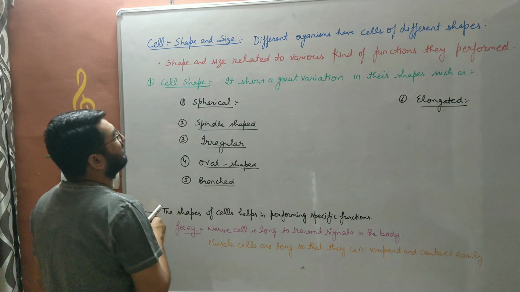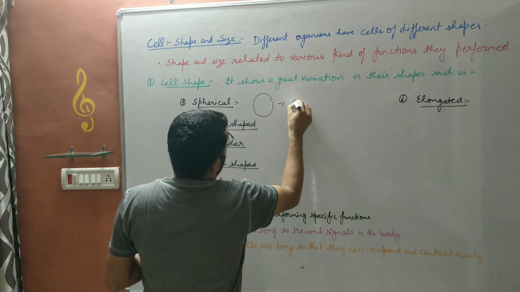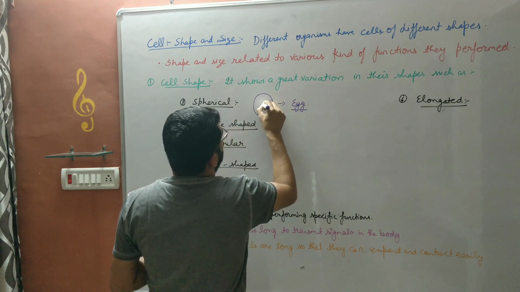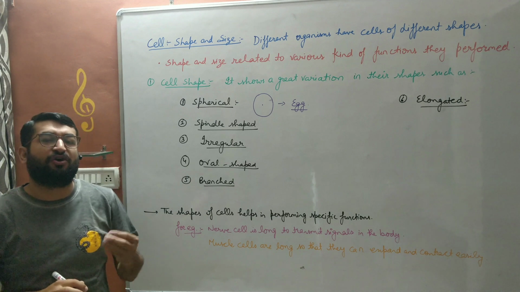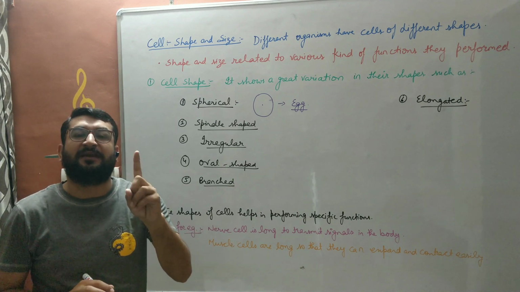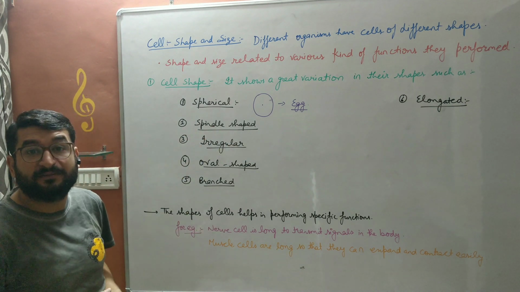The first one is spherical. Eggs. Interesting thing here is, every egg whatsoever, whether it's a hen's egg or an ostrich egg, that egg is a single cell. So it is spherical in shape.